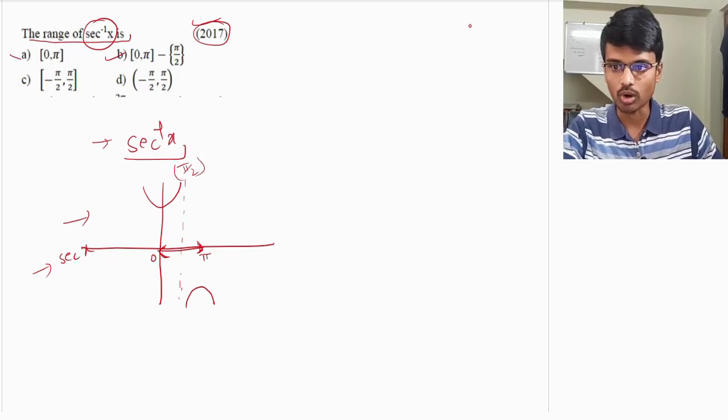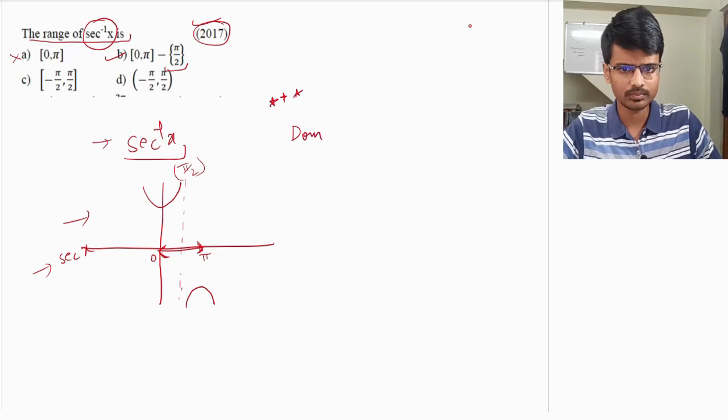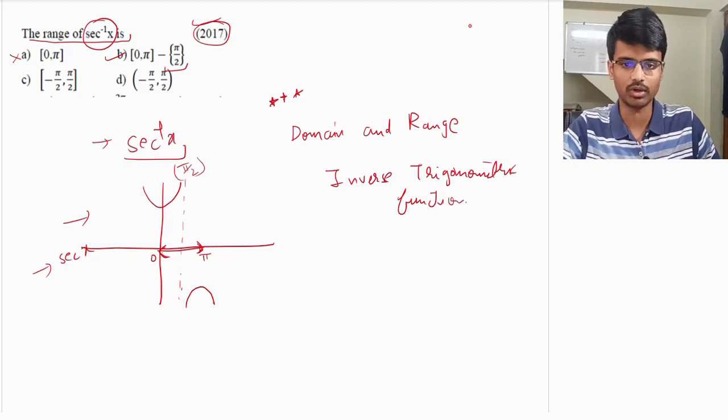So option A is wrong. If in a hurry you take option A, you lose the mark. So remember, pi by 2 is not there, because here it is not defined. The range of sec inverse of x is 0 to pi minus pi by 2. I would suggest you remember all the domains and ranges of all the trigonometric functions and all the inverse trigonometric functions. You can very easily find them in your textbook.